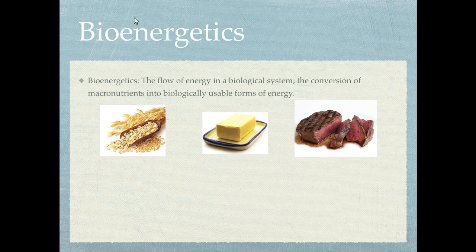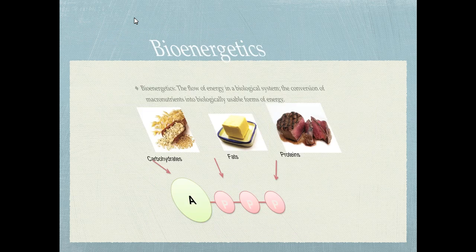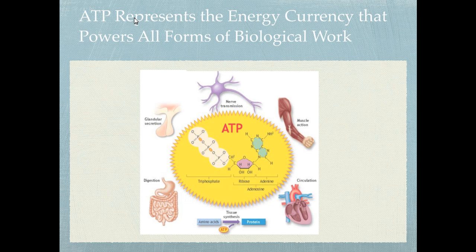Protein, right? What is our biologically useful form of energy, or the universal source of energy currency that we use? Well, as you know, it's ATP, or adenosine triphosphate. So ATP represents the energy currency that powers all forms of biological work. We just like to think of muscle contraction, but nerve transmission requires work, secretion of hormones, digestive system. If you take amino acids, for example, and form a protein, that requires ATP, and even circulation. So almost everything that we can think of requires ATP.